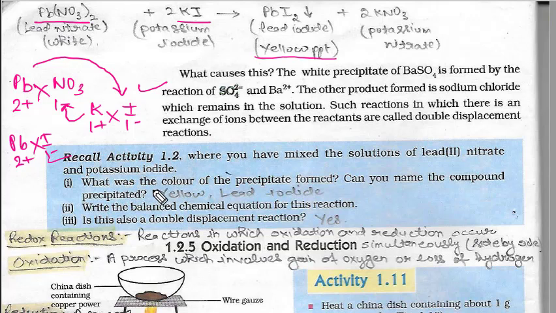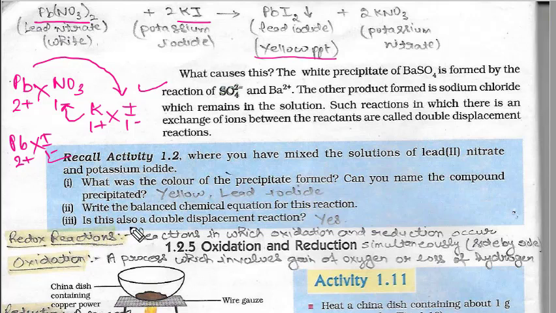Okay, so they are asking what was the color of the precipitate formed? It is yellow in color. Can you name the compound precipitated? Yes, it is lead iodide. Write the balanced chemical equation for this. To balance, we can see here the iodines are 2. So we put 2 here. Now when we put 2 here, potassium also becomes 2. So we put 2 here. When we put 2 here, nitrate ion also becomes 2. So here it is already 2. So now this reaction is totally balanced.